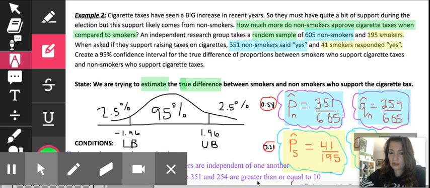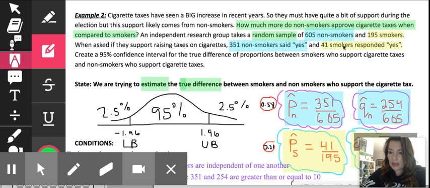Create a 95% confidence interval for the true difference of proportions between smokers who support cigarette taxes and non-smokers who support cigarette taxes. All right, so we are trying to estimate the true difference between smokers and non-smokers who support the cigarette tax. So a two proportion Z interval is very similar to a one proportion, only we're going to have two proportions to look at, and we're going to look at the difference between the two.